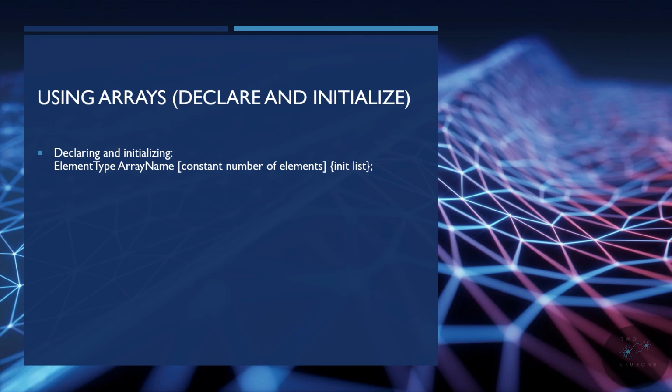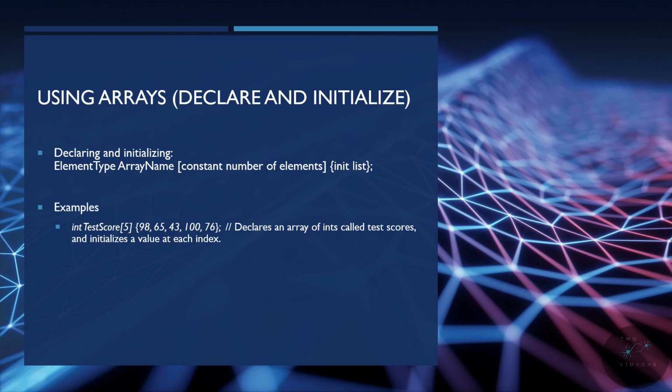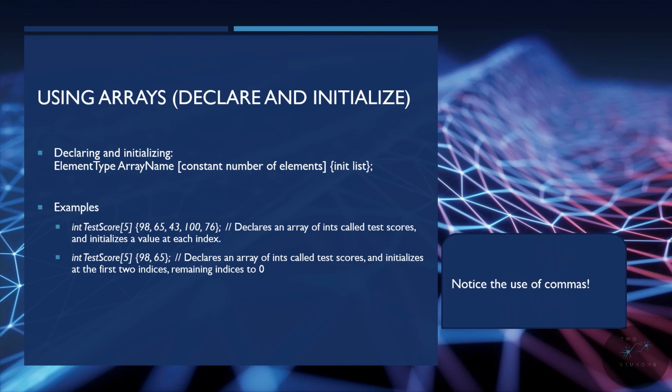So some examples are, if we have 5 test scores, we want to declare and initialize them all at once, we'd put all 5 values in there. So in this example of int test scores size of 5, we then have 5 values. So that 98 is at index 0, and that 76 is at index 4. Please note the use of commas between each of the values. We can also leave some blank in there as well. So we have that same array, we have the same size, but I only declare the first 2 values, 98 and 65. So indices 0 and 1. The other 3 indices, 2 through 4, will be initialized as 0.